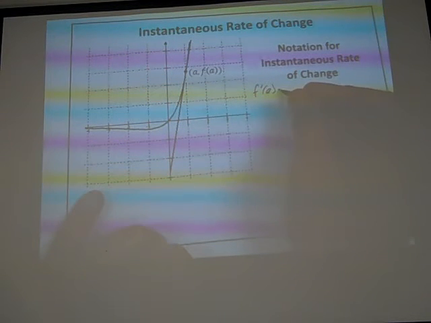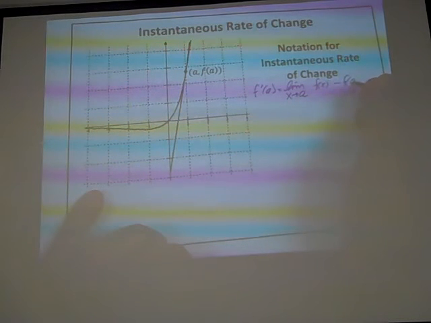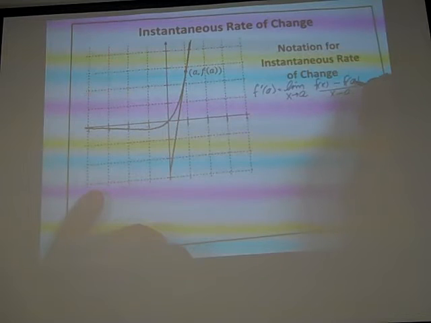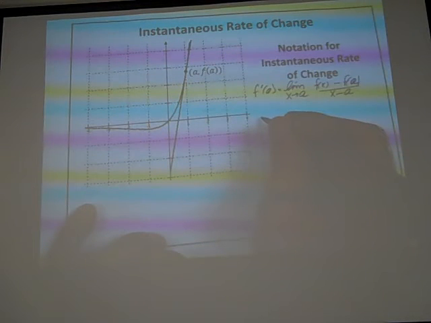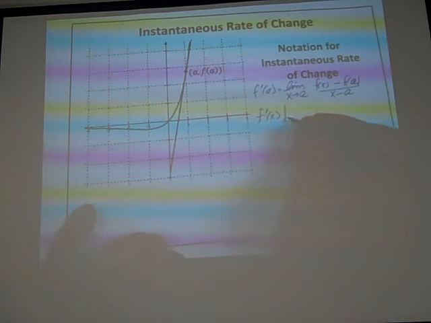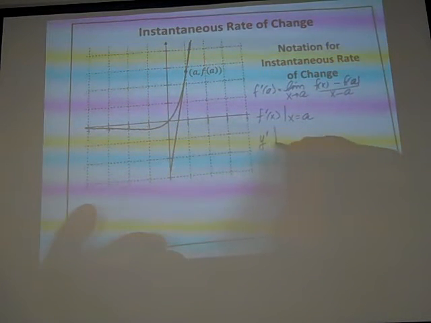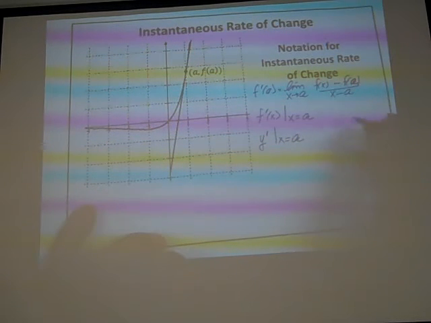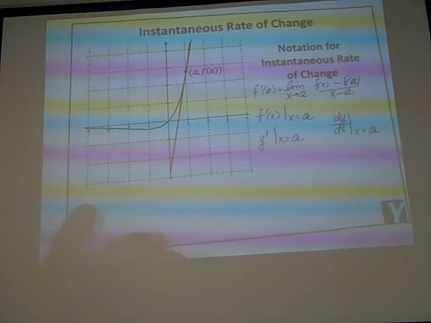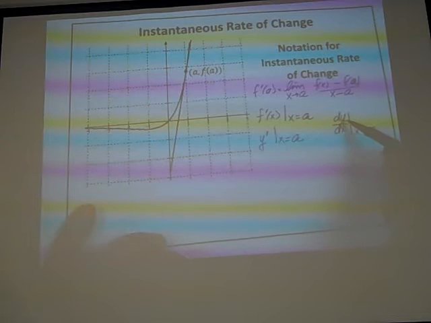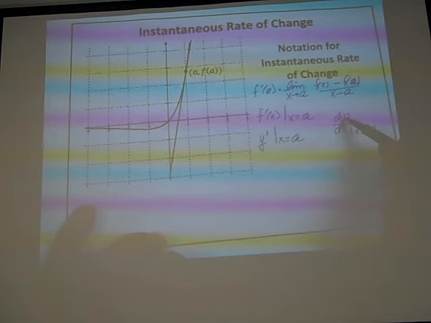So we're going to find f prime of a, which is our favorite formula. The limit as x approaches a of f of x minus f of a over x minus a. Other notations that we're going to use, we might say find f prime of x and evaluate it at x equals a. We might say find y prime and evaluate it at x equals a. We might say find dy over dx evaluated at x equals a. And it may not always be y and x. It could be w and t. It could be c and g.